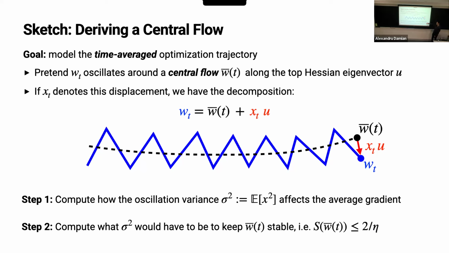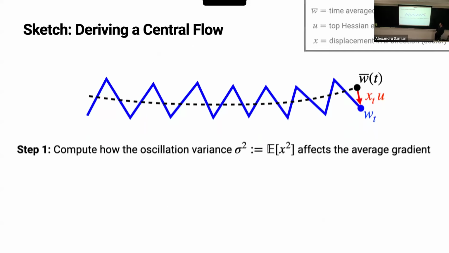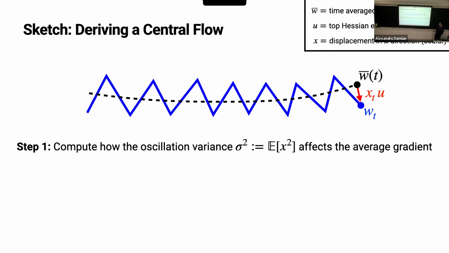And it turns out that these two constraints are going to be enough to analytically solve for the trajectory of W bar. And I want to just describe this calculation because it's very short. So the first is, how does the oscillation variance affect the average gradient? And this is just a Taylor expansion.